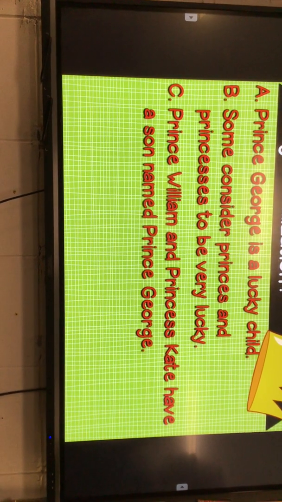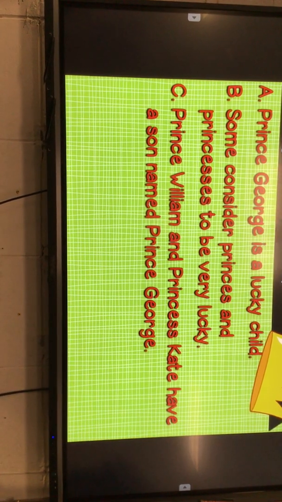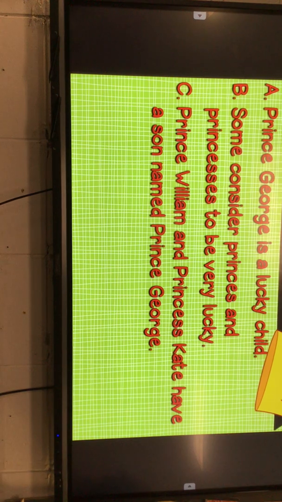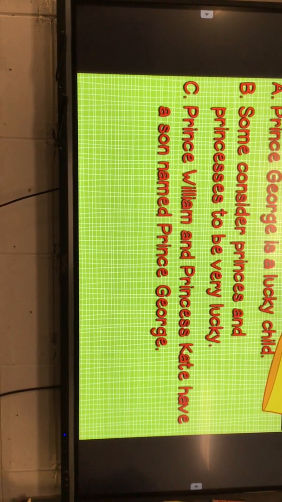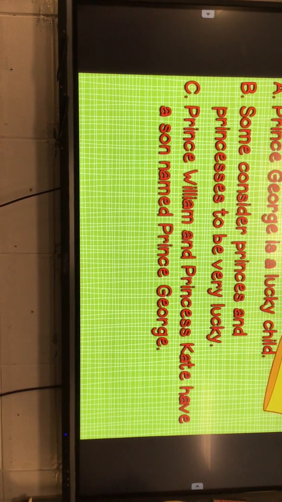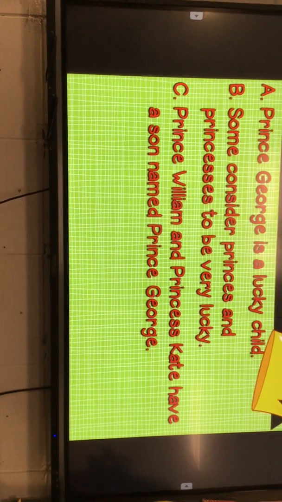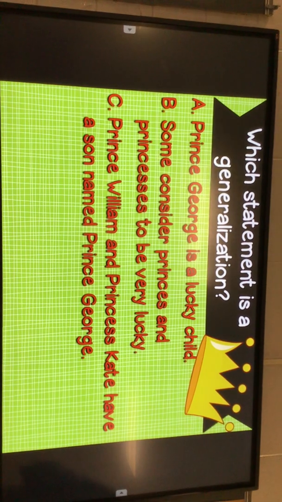Let's see. Which statement is a generalization? Prince George is a lucky child. Some consider princes and princesses to be very lucky. Or is it C? Prince William and Princess Kate have a son named Prince George. So think about it. I want your generalization.